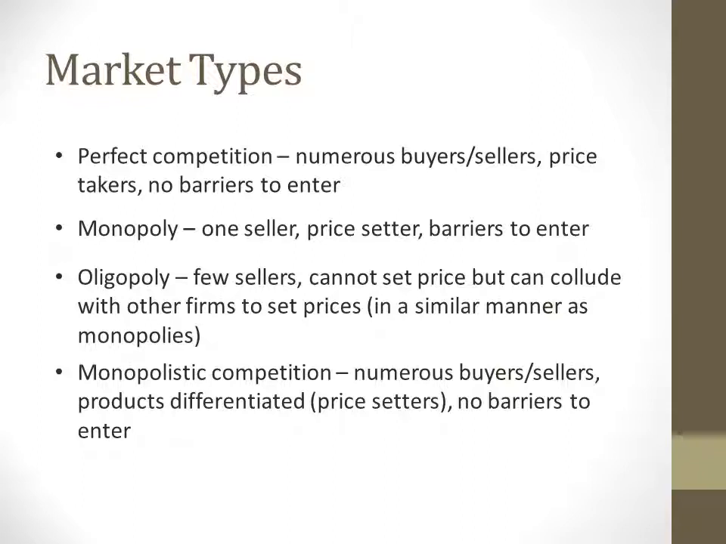An oligopoly is similar to a monopoly since it only has a handful of sellers. However, since there is more than one seller, the firms must be price takers unless they collude together to act as a monopoly, in which case they can set their own price.